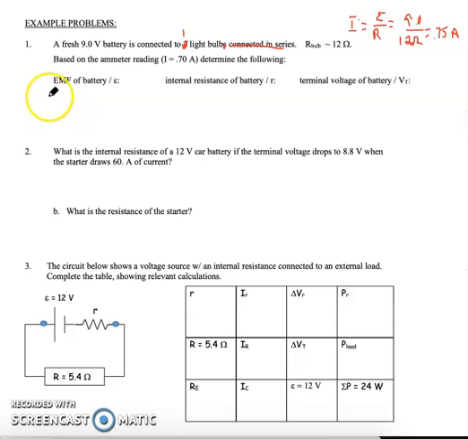Okay, so EMF, well, that's just making sure you understand. EMF is what we get when there's no current, and that's what this is. So it's simply 9 volts. You don't need to calculate it. Okay, what's the internal resistance of the battery?